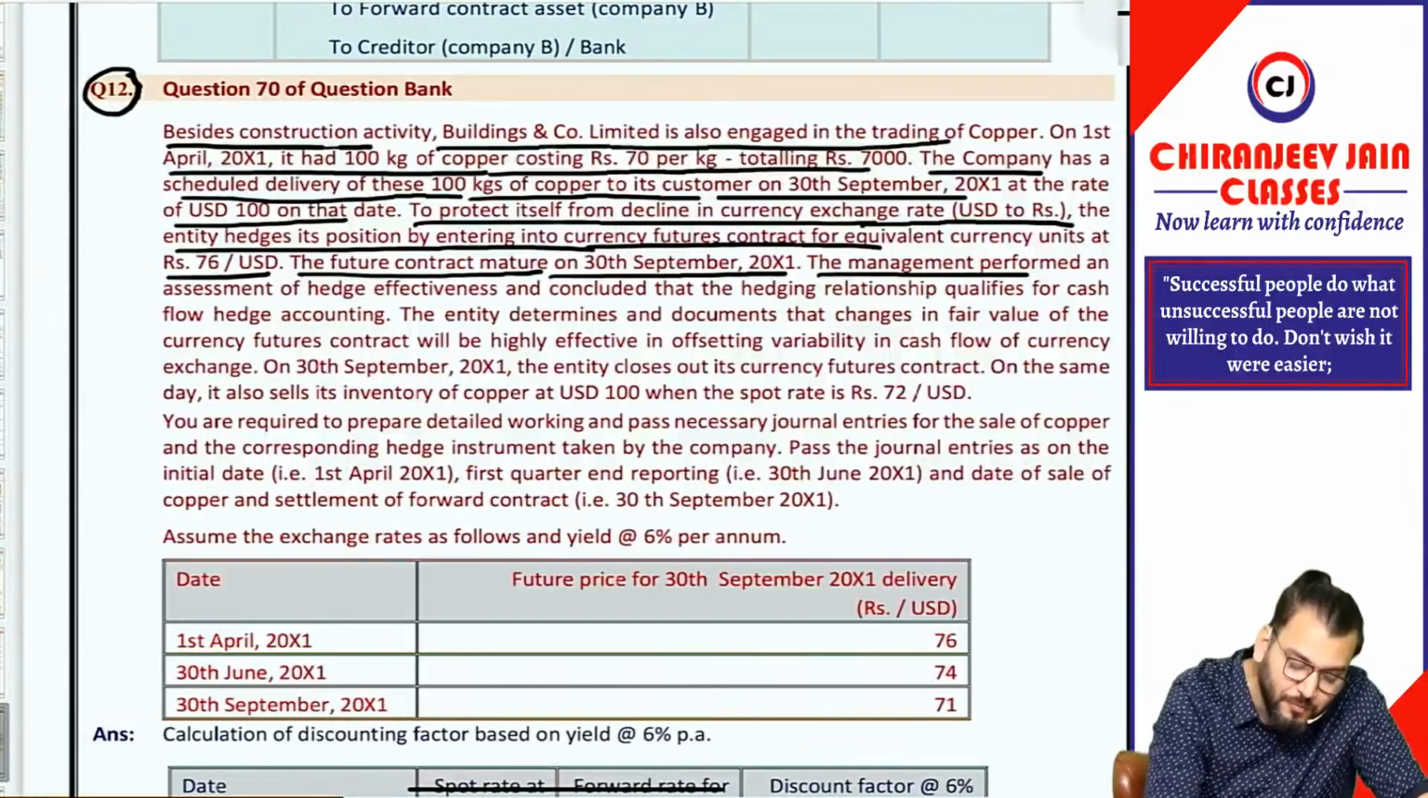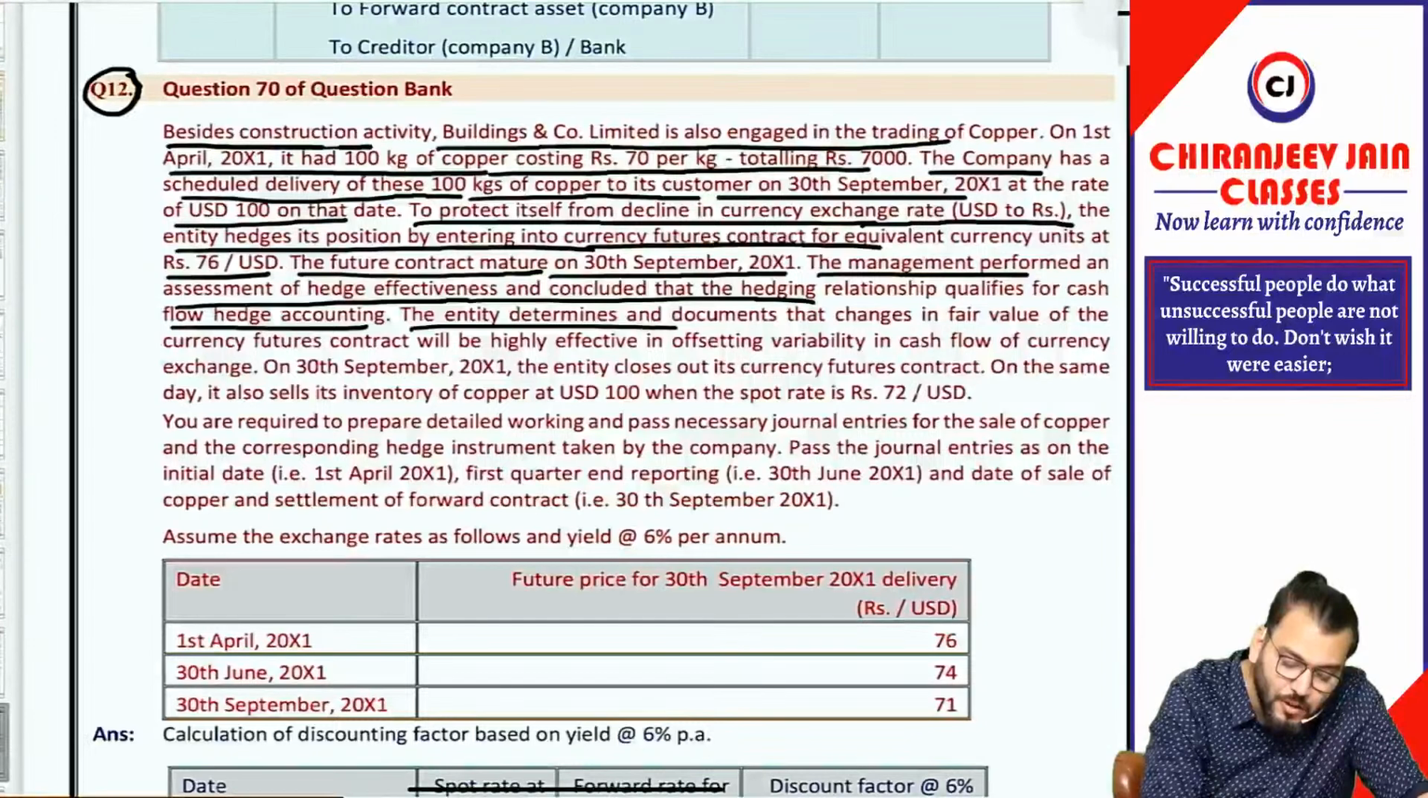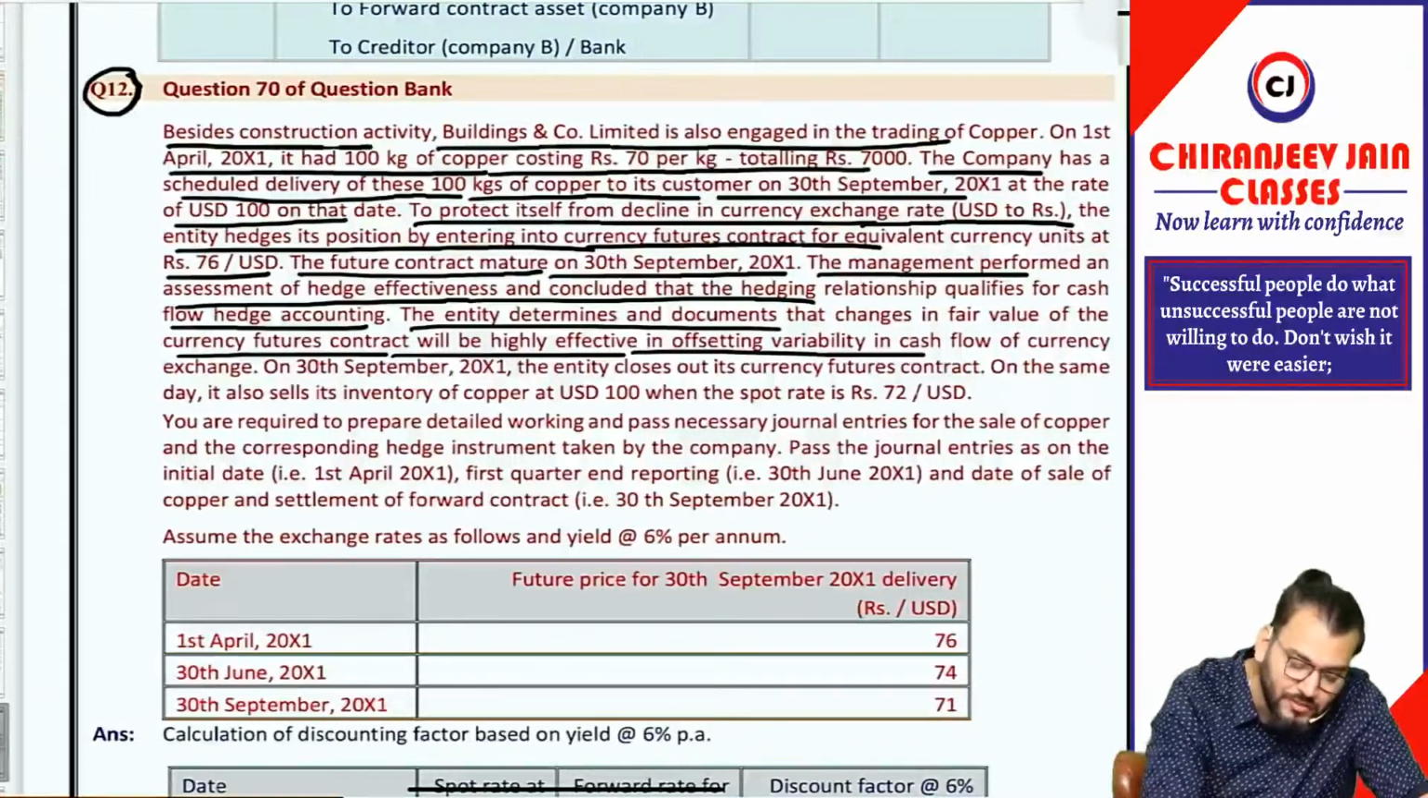The management performed an assessment of hedge effectiveness and concluded that the hedging relationship qualifies for cash flow hedge accounting. It is given also. The entity determined and documented that changes in fair value of the currency future contract will be highly effective in offsetting the variability in cash flow from currency exchange.